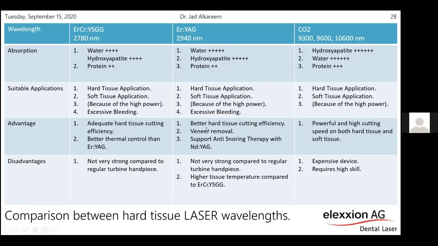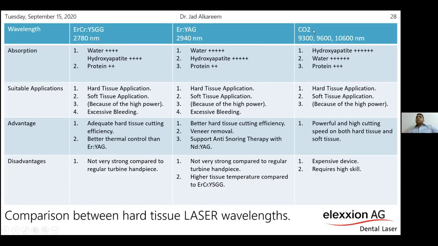It has better hard tissue cutting efficiency compared to the erbium chromium because it has higher absorption into the hydroxyapatite and the water, so it will cut better compared to the erbium chromium. It can be used in combination with the Nd:YAG to treat the patient who complains from snoring. Finally, the disadvantages are it is not very strong also compared to the turbine handpiece, which is used in the clinic to cut the hard tissue. And it has a higher tissue temperature if you compare it with the erbium chromium.